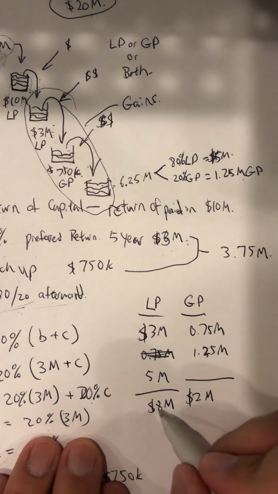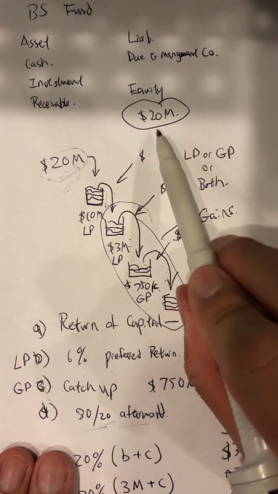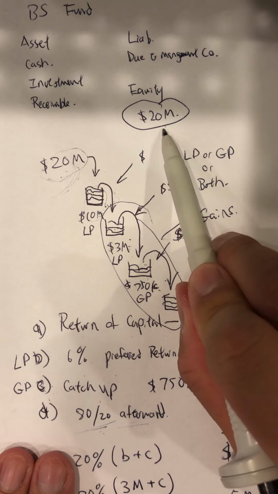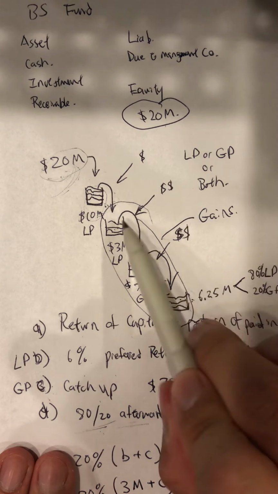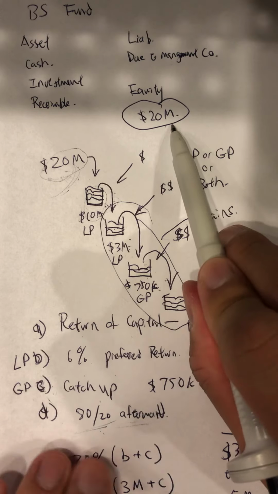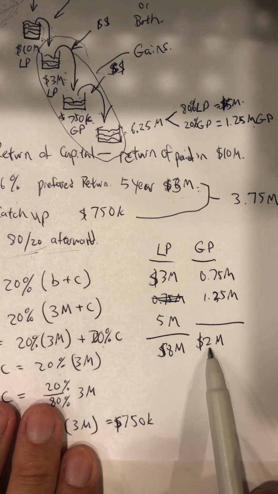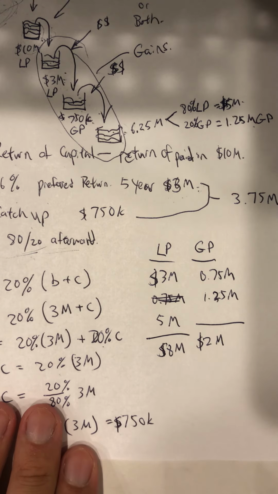Okay, so that is the 80-20, because we went back here. Remember, we have $20 million of equity. 10 million of it was return on capital, so 10 million was a gain, right? And of the gains, the GP gets 2 million, which is 20%. LPs get 8 million, which is 80%.